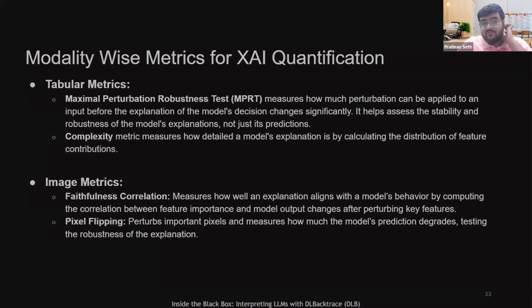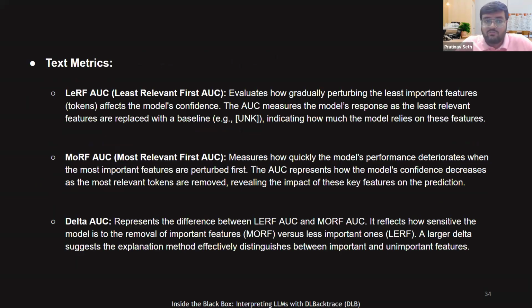Apart from that, we have text metrics, which are again perturbation based. We try to attack the model on particular features which an explanation method, let's say backtrace, shows to be important, and on least relevant features. Then we create a graph out of those performances and the network confidence, and find the area between them.